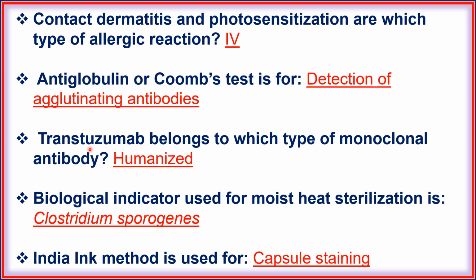Next, trastuzumab belongs to which type of monoclonal antibody? That is humanized. Next, biological indicator used for moist sterilization is Clostridium sporogenes.